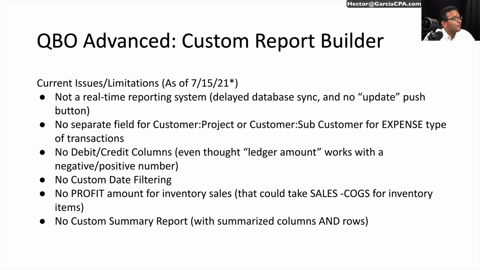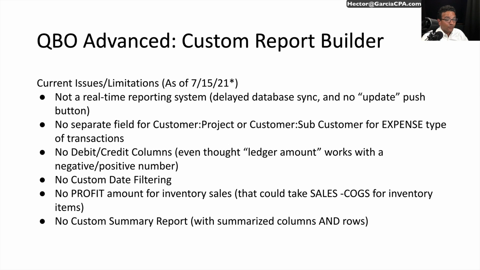Okay. Second one is there's no separate field for customer project or customer sub-project for expense type of transaction. So if I create a report that shows bills and I want to see the customer name, I cannot see the full path of the customer name. I only get to see either the project name or the sub-customer name. I don't get the full path. So customer name, column project, customer name, column sub-customer. For whatever reason, they haven't added that.